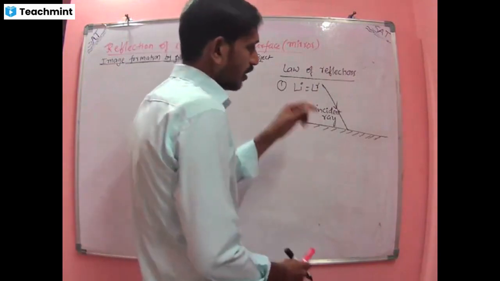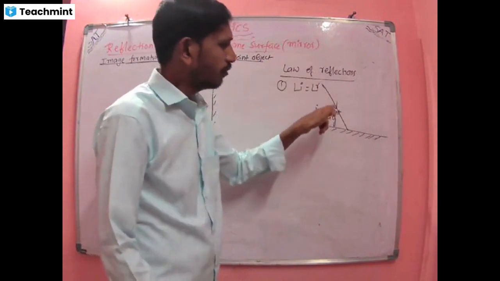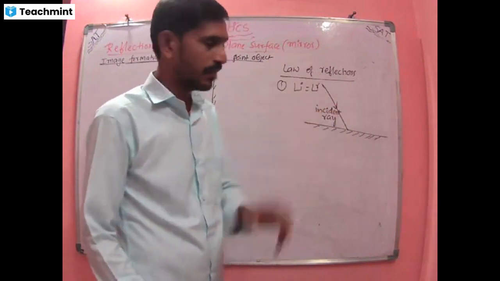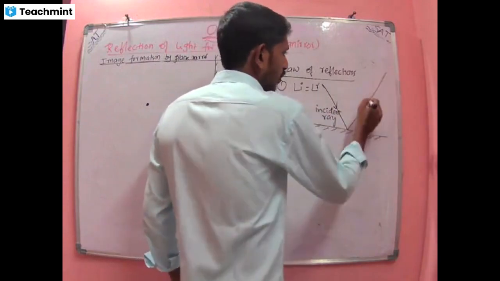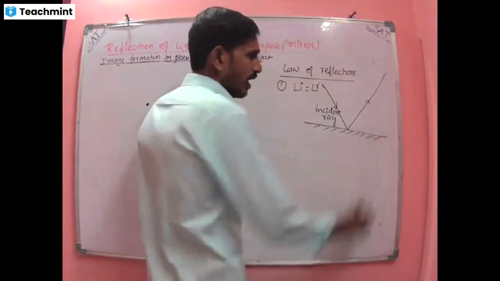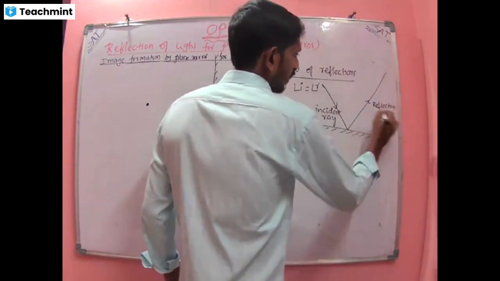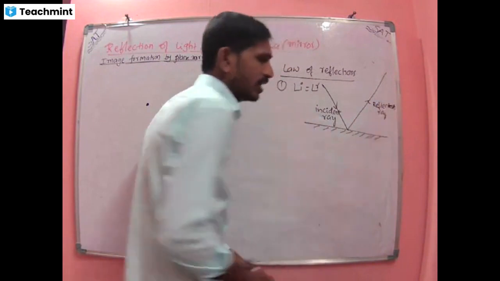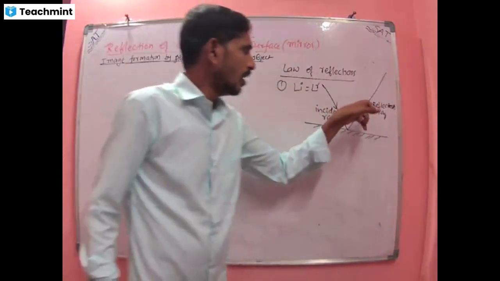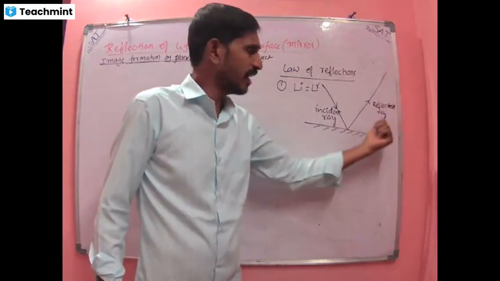Always we give the direction. Whenever we give the direction towards the surface, we understand that this is the incident ray. After reflection, the light is bounced back into the same medium. This ray is called the reflected ray. Always we show the direction which is away from the surface. That ray is called a reflected ray.